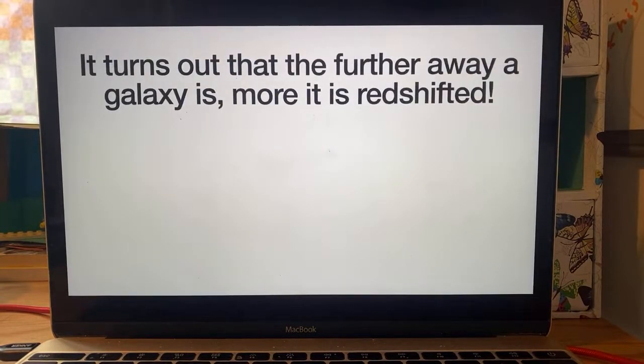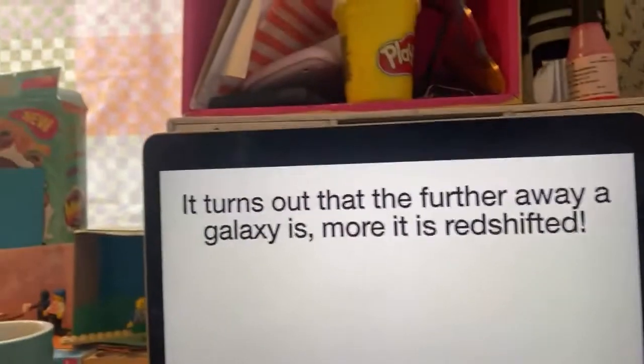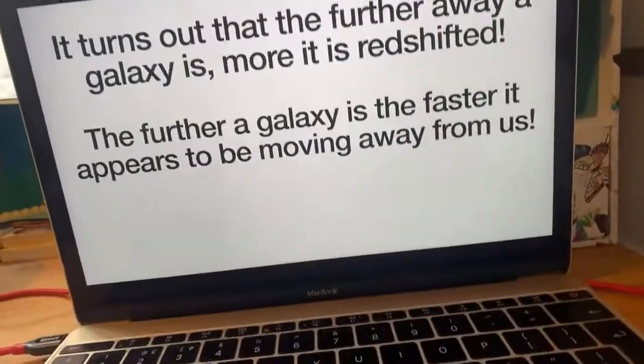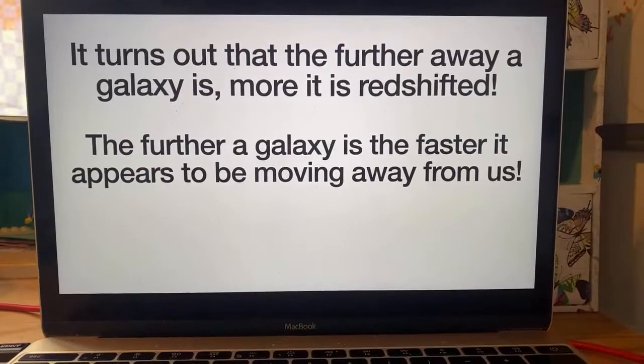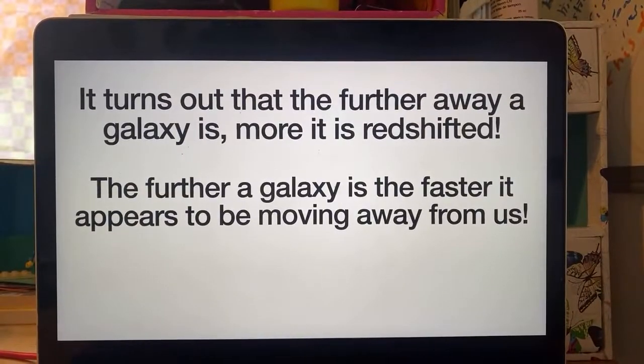And it turns out that the further away a galaxy is, the more it is redshifted. This was an astonishing realisation that we made. It's only quite recently that we've been able to measure the light from distant galaxies. The furthest away galaxies are the most redshifted. We're doing this a lot more next week, but the conclusion is the further away a galaxy is, the faster it appears to be moving away from us.